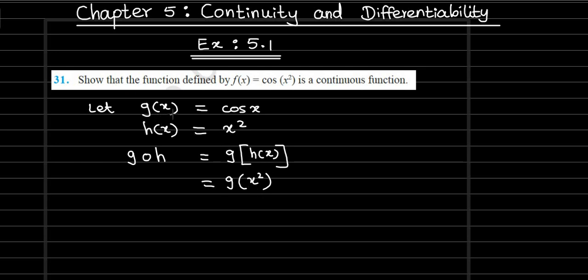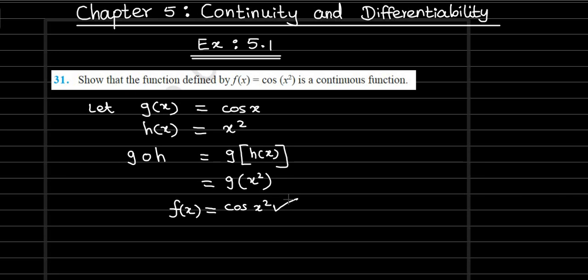So what is g of x here? If the input is x, the outcome is cos x. So whatever input we give, it is converted in terms of cos. So if the input is x square, it will come as cos x square. That means this is basically f of x, right? This is the given question, a combination of two functions.